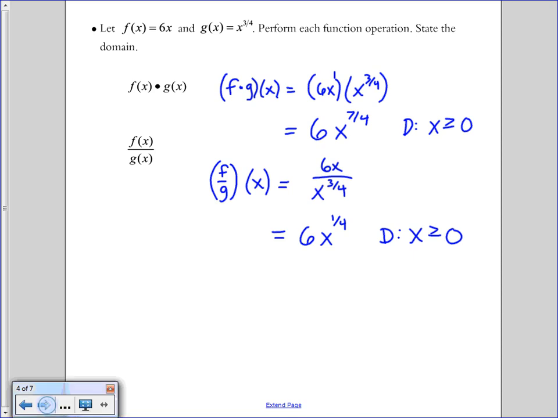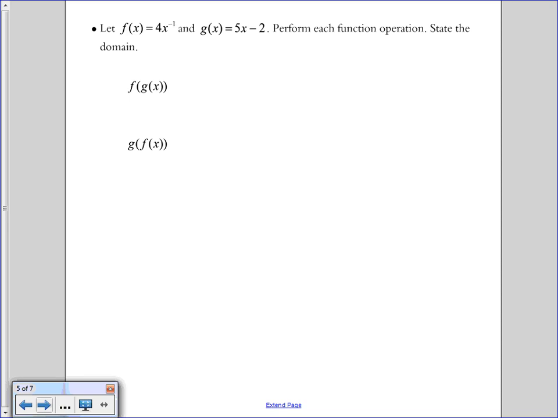And then the last possibility is called the composition of functions. Okay? So when you have parentheses like this, it is called a composition of functions. It means putting one function inside of the other. You would read this as f of g of x, and this one you would read as g of f of x. Okay, and it's called composition.